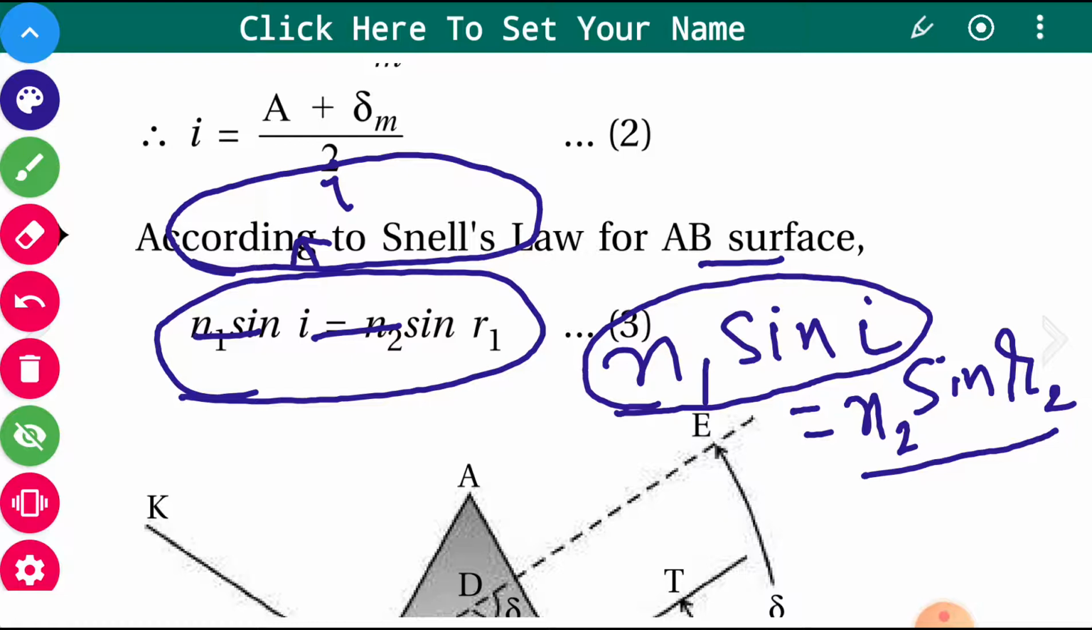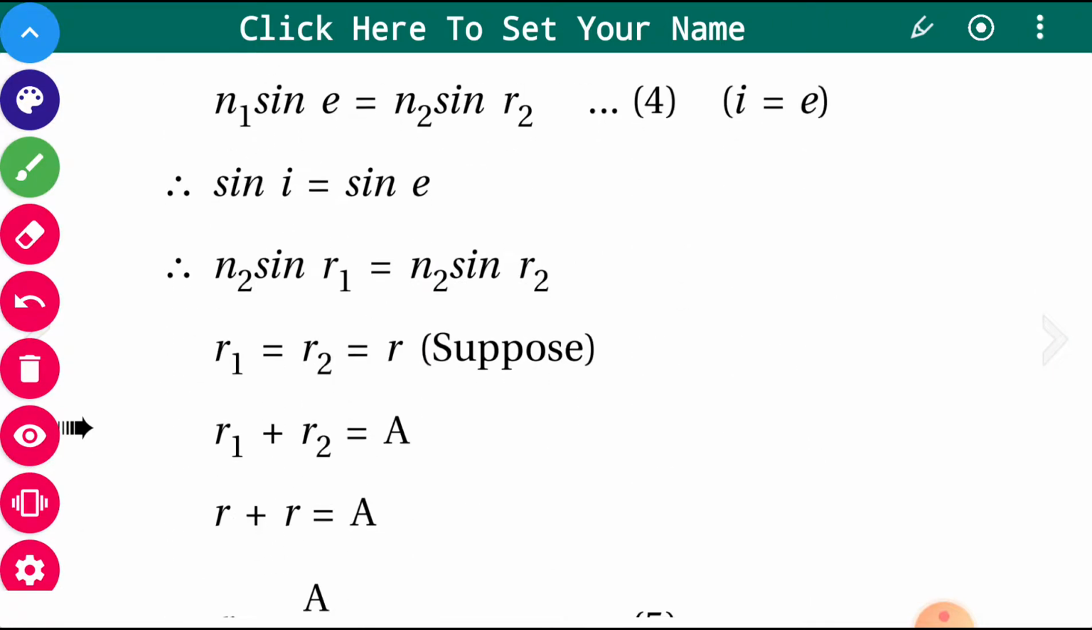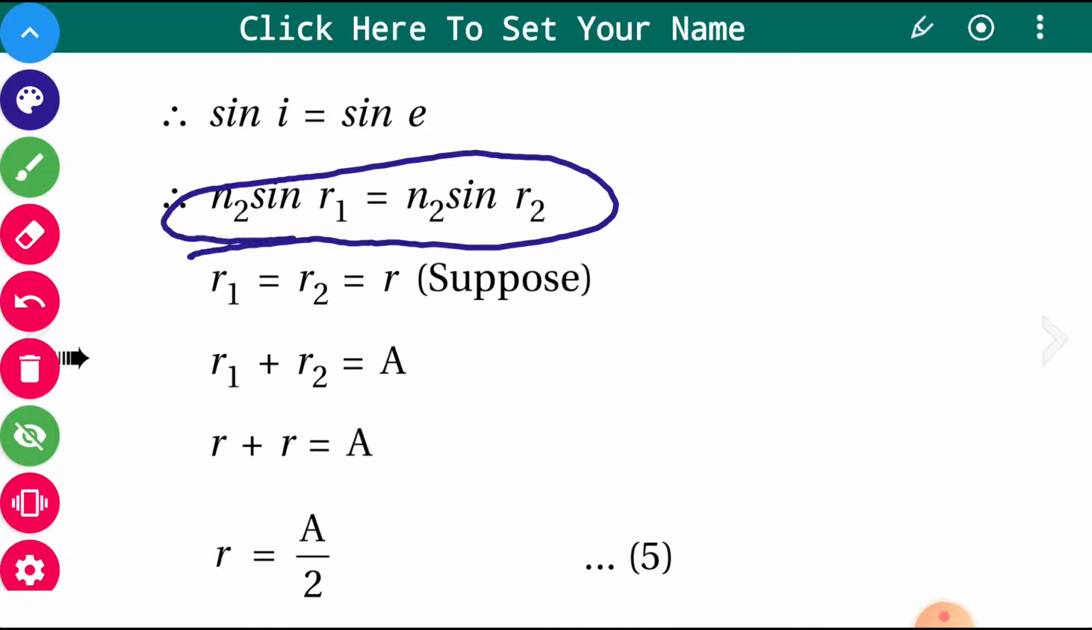So both the equations have their left hand side the same, n1 sin I, and on the RHS we have n2 sin R1 and n2 sin R2. So we can say n2 sin R1 is equal to n2 sin R2, or sin R1 is equal to sin R2, or R1 is equal to R2. We take one new letter instead of both: R1 is equal to R2 is equal to R.